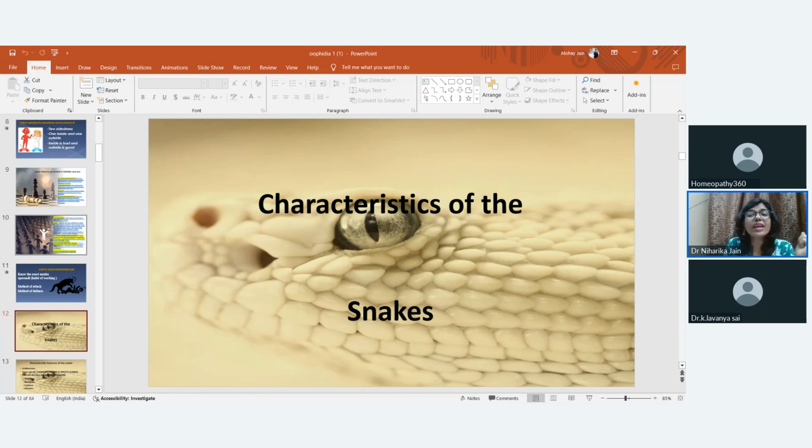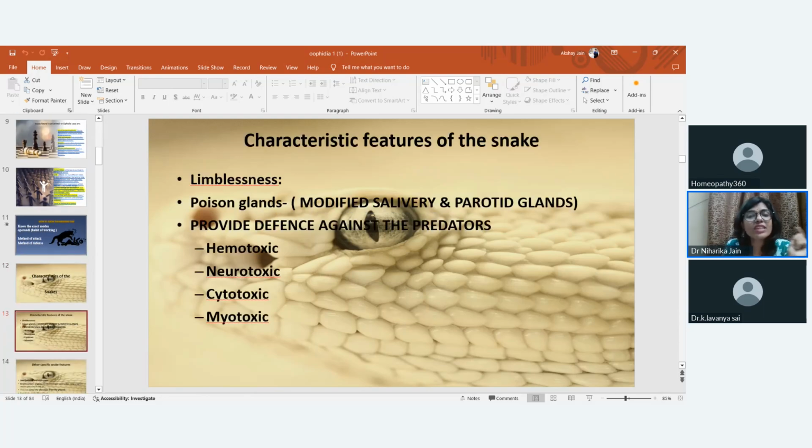Now we come to the characteristics of the snakes. The characteristic feature of the snake is limblessness. Limbs nahi hai. The poisonous gland is a modified salivary, the parotid gland, and it is very poisonous in these animals. It provides defense against the predator. So there is hemotoxic, neurotoxic, cytotoxic, myotoxic. These are the types of snake venoms.